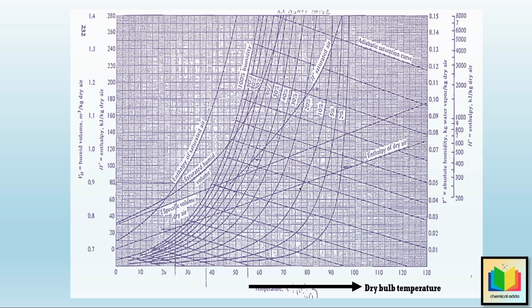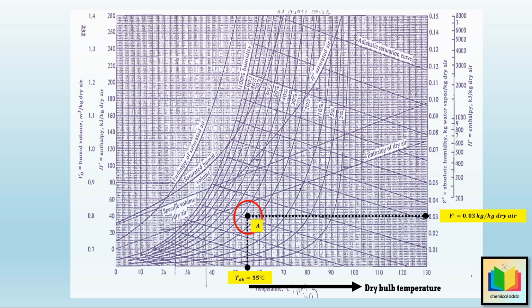To calculate the percentage humidity, draw a vertical line from the dry bulb temperature of 55 degrees Celsius. Next, draw a horizontal line from the absolute humidity of 0.03 kilograms per kilogram of dry air. These two lines intersect at a point, let's call it point A. From this point, we can get percentage humidity if any curved line passes through this point.